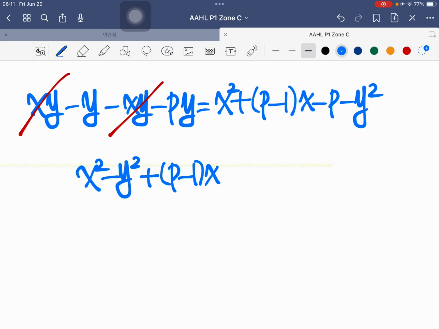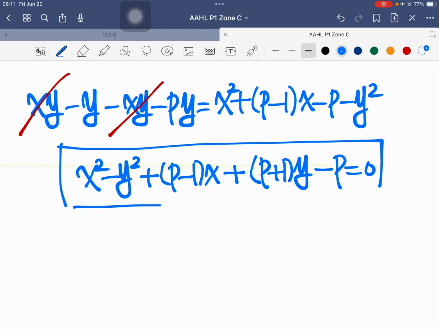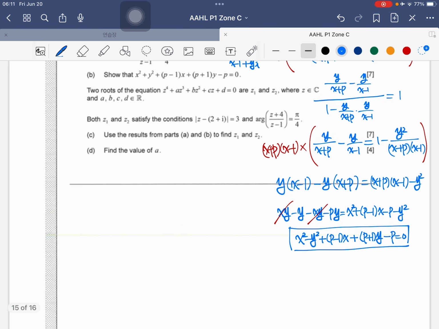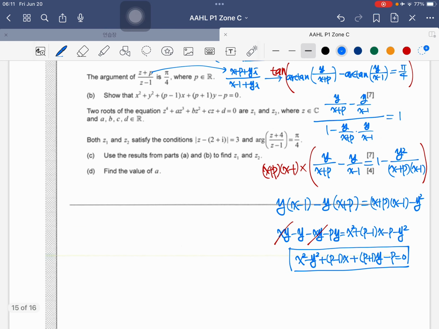It comes with plus p plus 1 times y, and then minus p equals 0. So let's see if this is what they want. Yeah, x squared, yes.